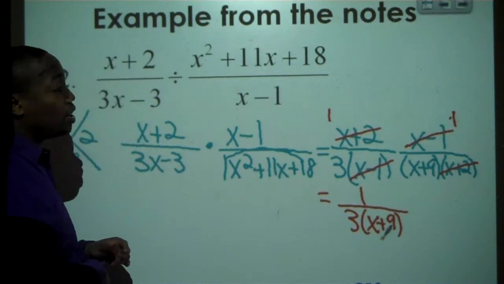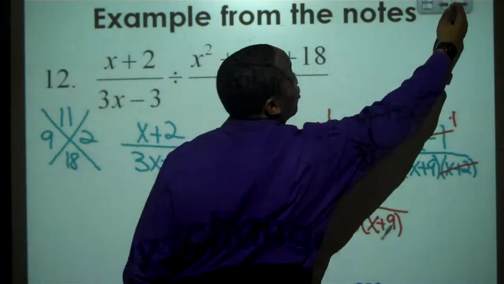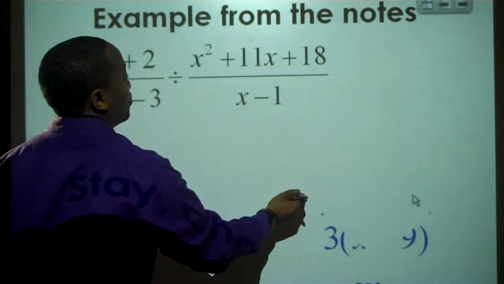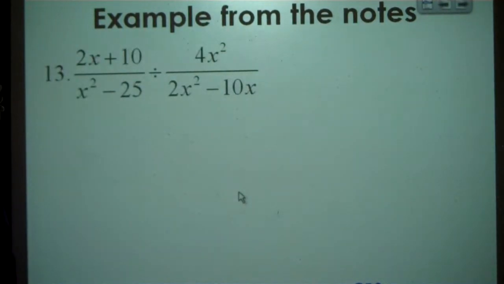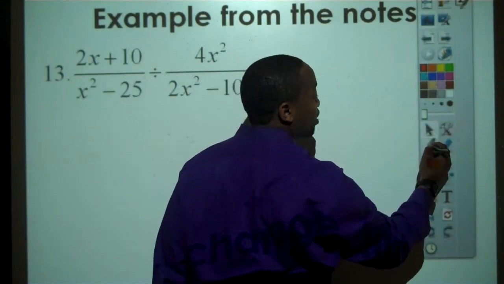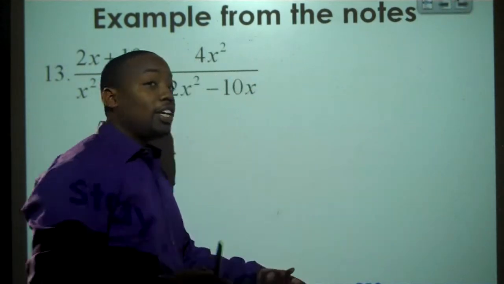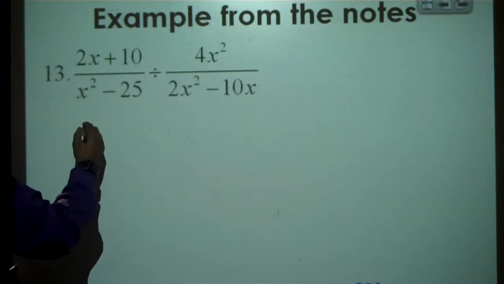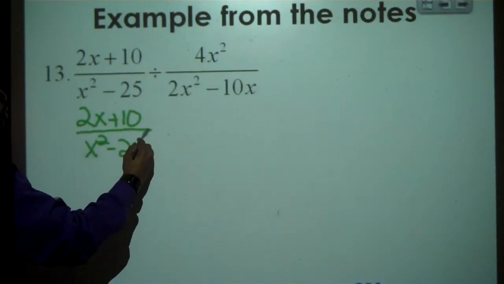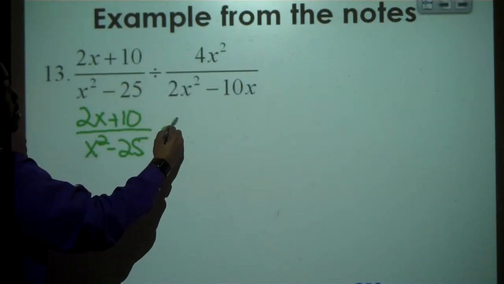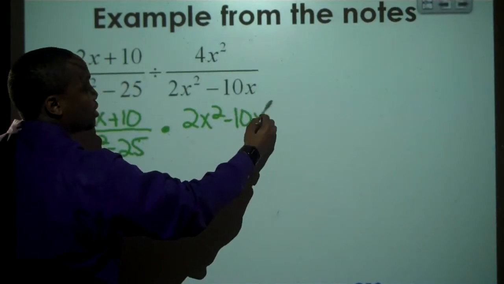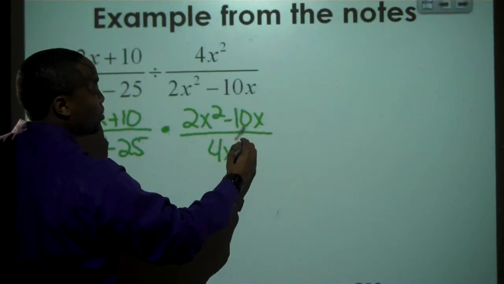Let's finish up with one more example, and that will be it for division. Alright, what's the first thing we need to do? Everyone say it with me. Keep, change, flip. So keep this the same: 2x plus 10 over x squared minus 25. We're going to change this to multiplication. Bring this to the top: 2x squared minus 10x over 4x squared.